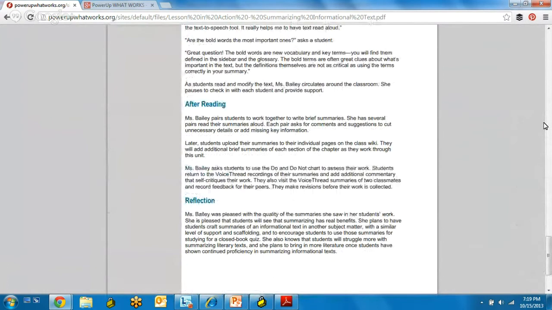When you read this lesson in action, you'll see ways in which she linked the technology to her best practices, and how she, in fact, differentiated for students in terms of how she personalized their technology use, how she organized students to work in different collaborative ways. At the end, she reflects in terms of what worked and what could be strengthened in the future.